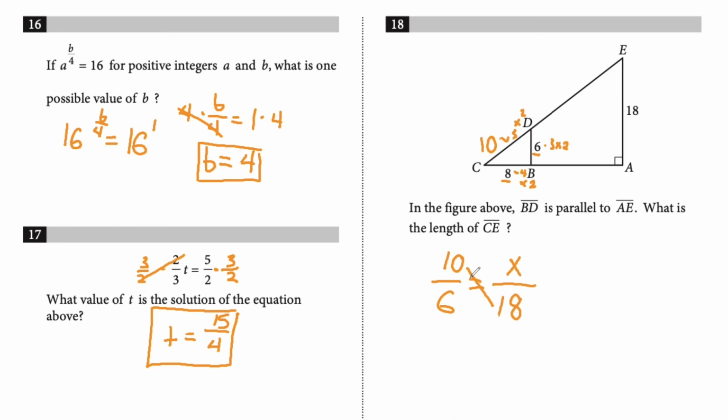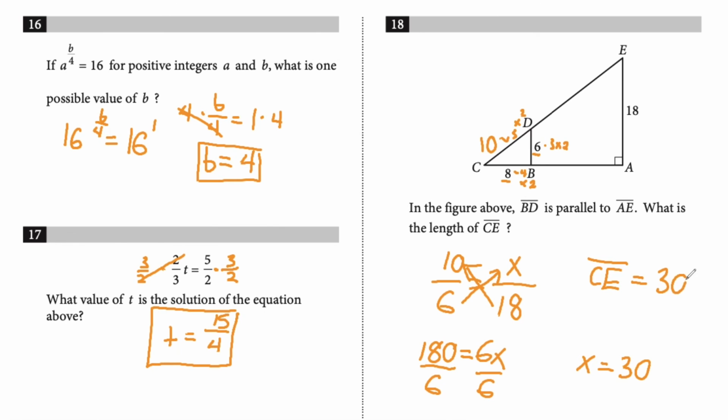So first, we need to cross multiply in order to solve for x. On the left, we'll have 10 times 18, which is 180. And on the right, we're going to have 6 times x, which is 6x. To get x by itself, we have to divide each side by 6. And we'll get that x equals 30. So therefore, CE has a length of 30.